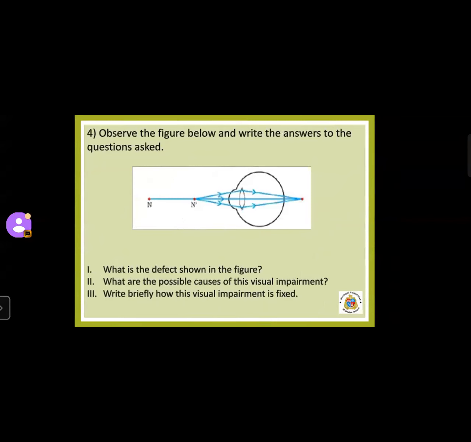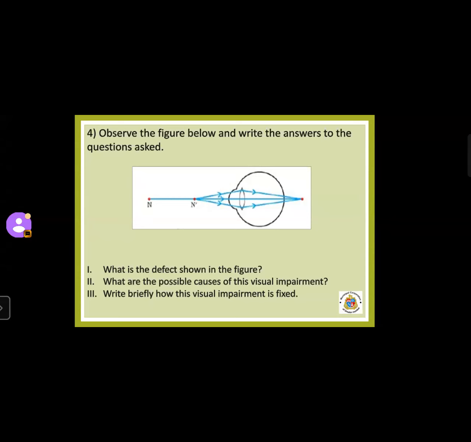of question number 3, that is observe the figure below and write the answer to the question asked. Now look at the diagram, student. This is the defect of eye. It shows the defect in the eye. What is the defect shown in the figure? Now look at the diagram. The image which is formed is behind the retina. Okay, it is behind the retina, means this defect is hypermetropia or farsightedness.